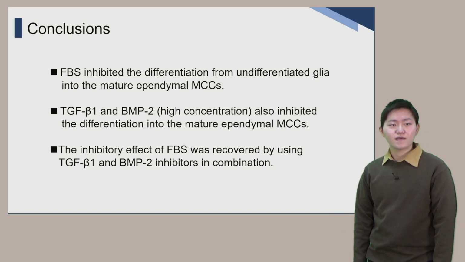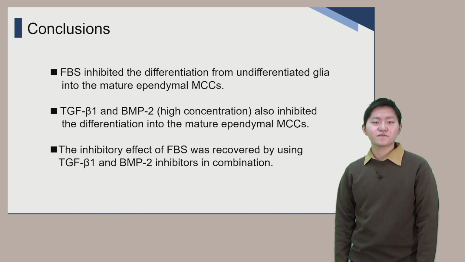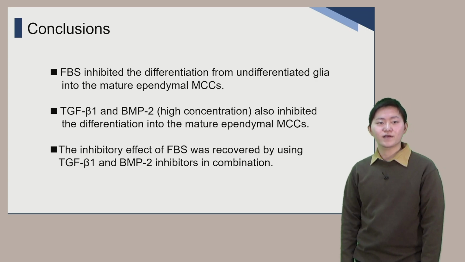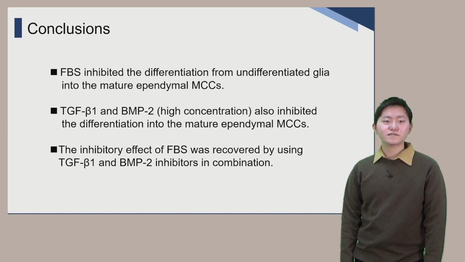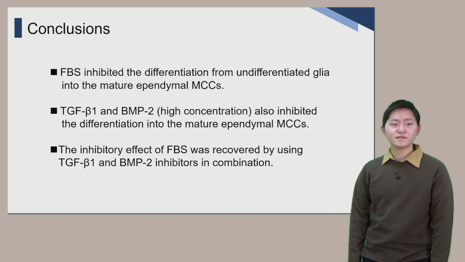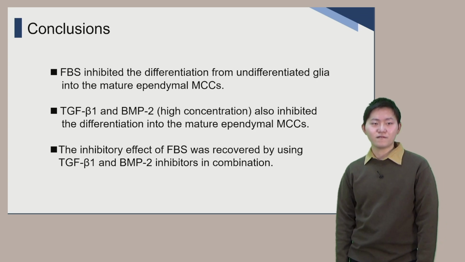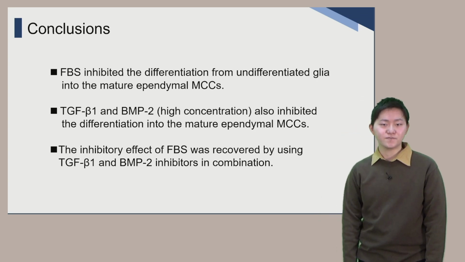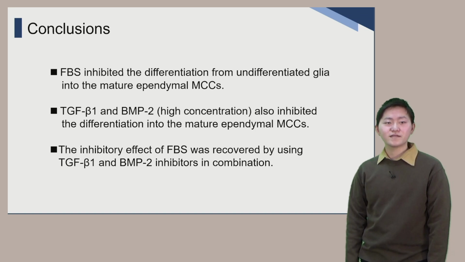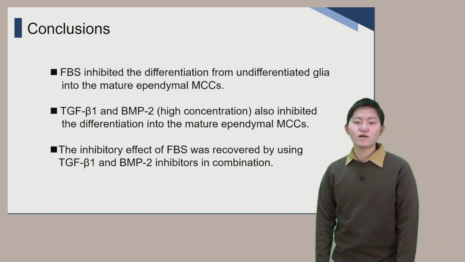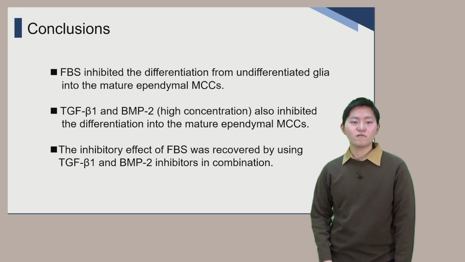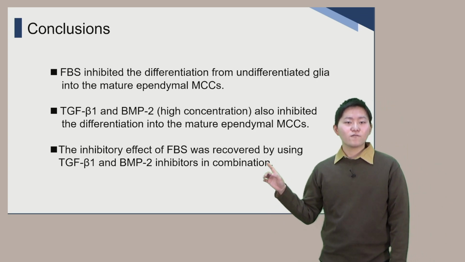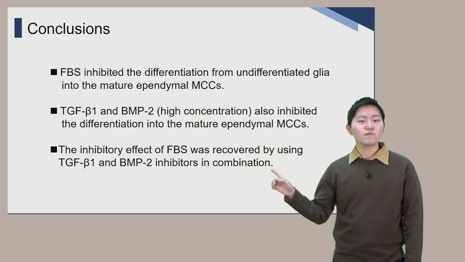In conclusion, FBS inhibited the differentiation from undifferentiated glia into mature ependymal MCCs. TGF-β1 and high concentration of BMP2 also inhibited the differentiation. Moreover, the inhibitory effect of FBS was not recovered by TGF-β1 or BMP2 inhibitors alone. However, it was recovered by their inhibitors in combination.